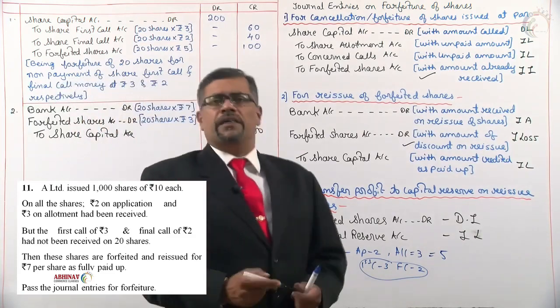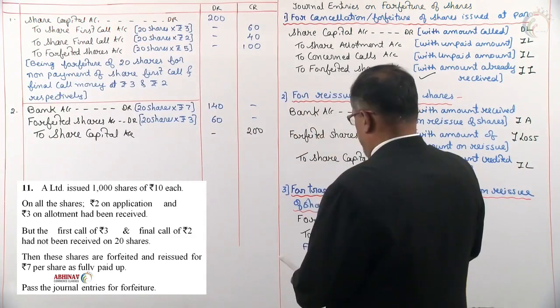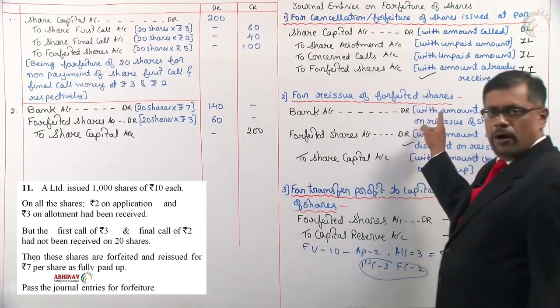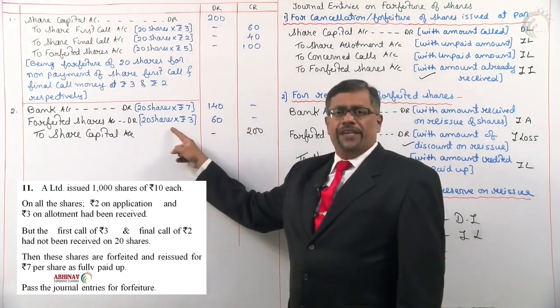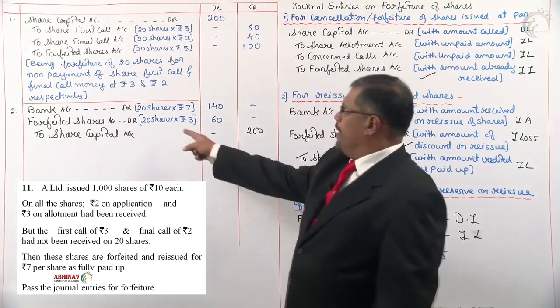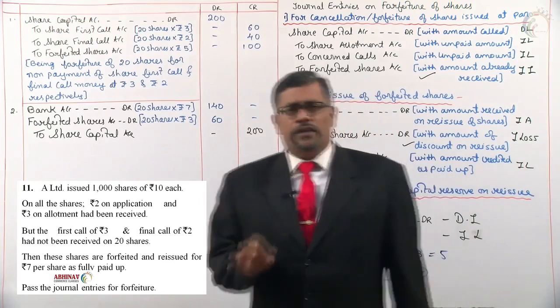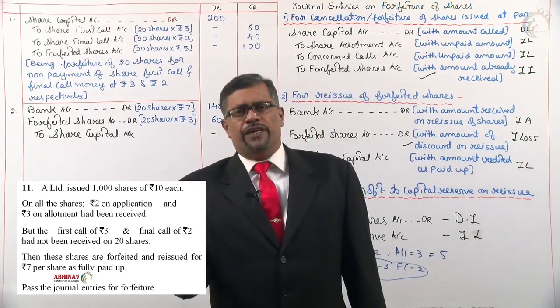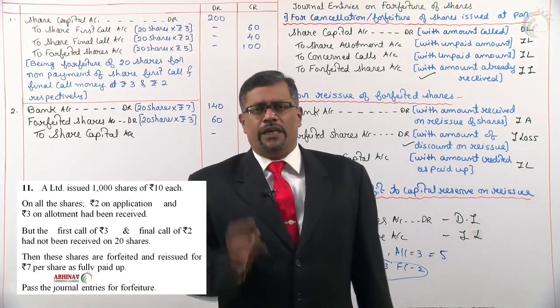That's all. This is how we pass the entry for reissue. I repeat, bank account debit with amount received on reissue, that is 7, 140. Forfeited shares account debit with the amount of discount, 3 into 20 forfeited shares, 60, to share capital 200. Narration: being reissue of forfeited shares of rupees 10 each at rupees 7. That is going to be a narration.